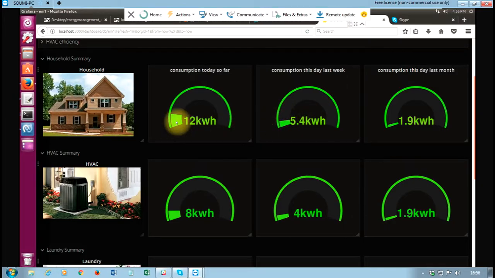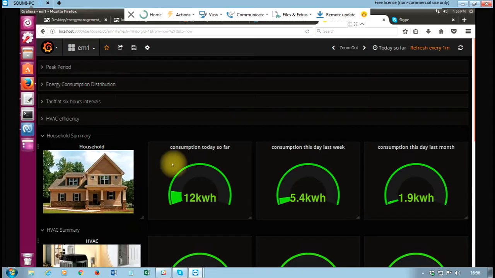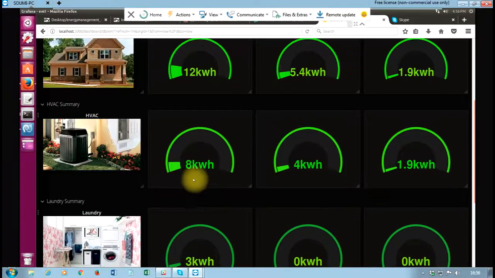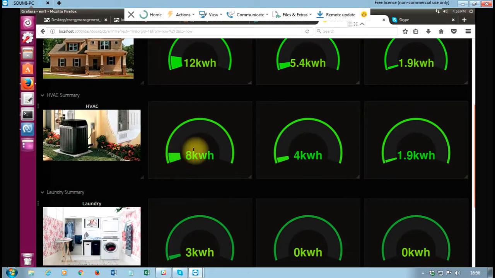So this is sort of a warning that the user can get immediately when he sees that his consumption today is actually being almost more than twice what was the usual consumption for this day last week and this day last month. So this is about this dashboard, which actually gives you the overall summary, and this can be had by the full household and also for the individual units, as we can see that the most consumption has been for the HVAC unit.